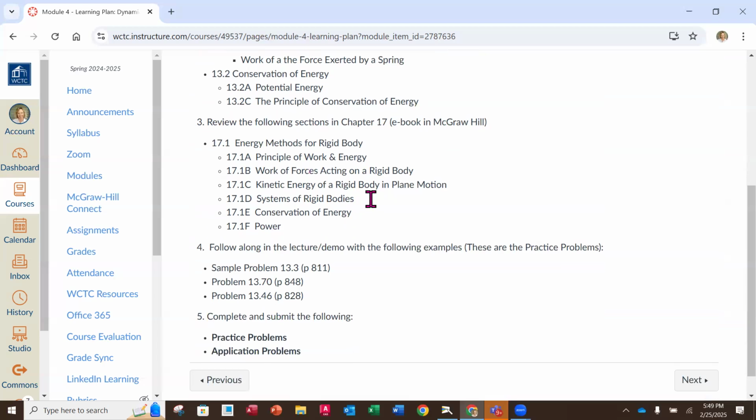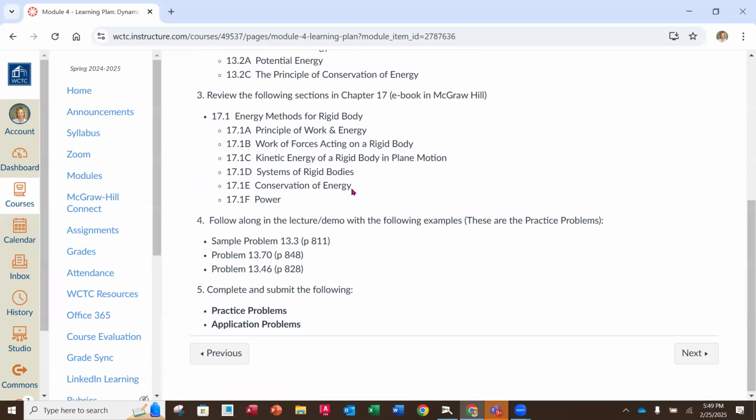So I just have you review these things. You don't have to read them. There's no assignments out of Chapter 17, but some of those subjects are going to come up again. The practice problems that we're going to be doing, there's just going to be 3 of them today, and they're going to mimic 3 different types of problems you're going to be doing for Module 4 application problems.